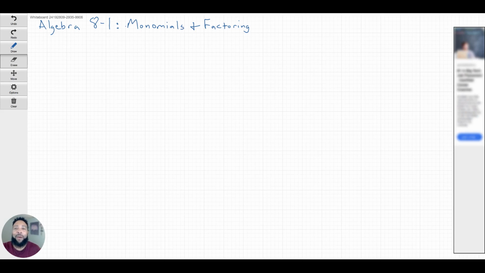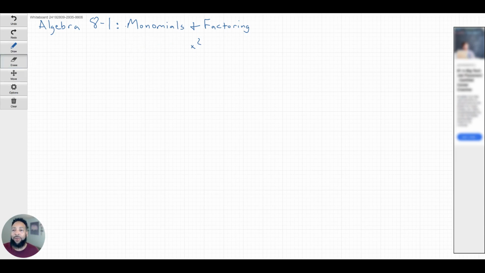So we're talking about monomials and factoring, and this is Algebra 1. So when we look at monomials, a monomial is considered a single expression, say like x to the fourth. So a monomial is a building block of a polynomial, say for instance, x to the fourth plus x to the third plus x to the second. That's a polynomial. Monomial is just a single expression.